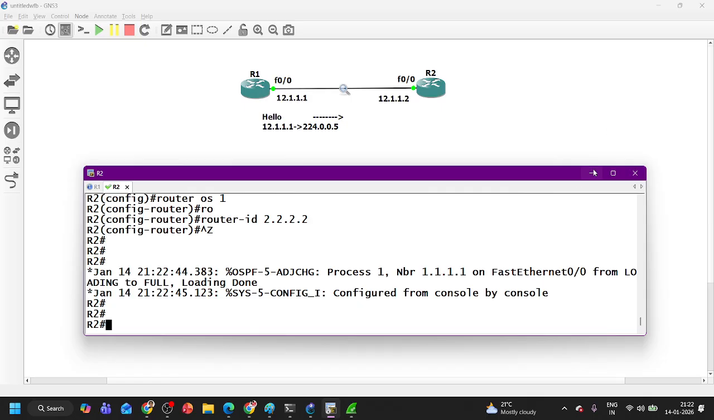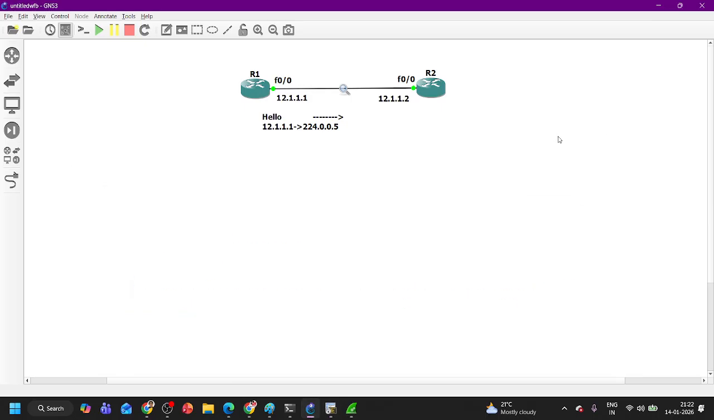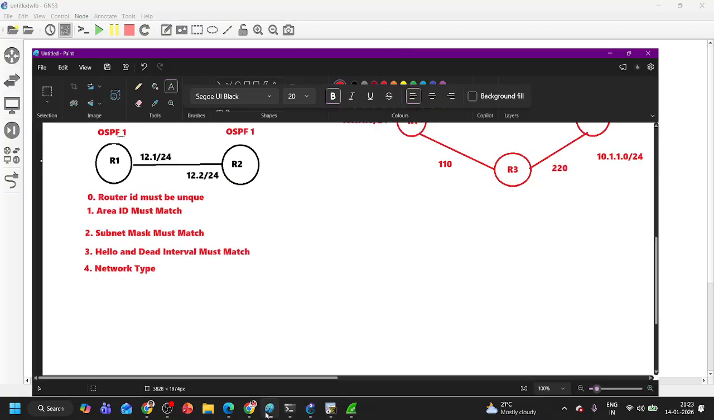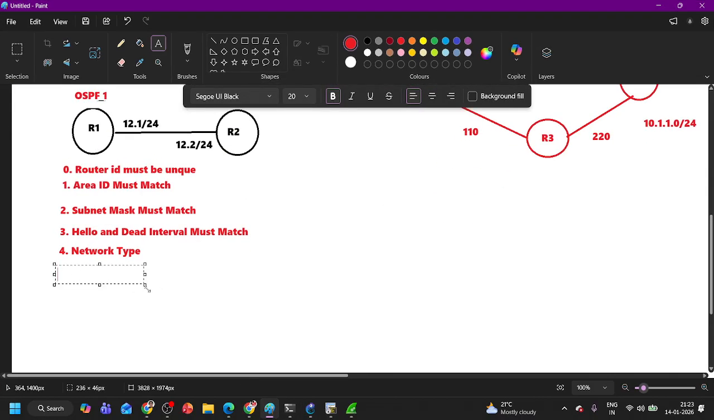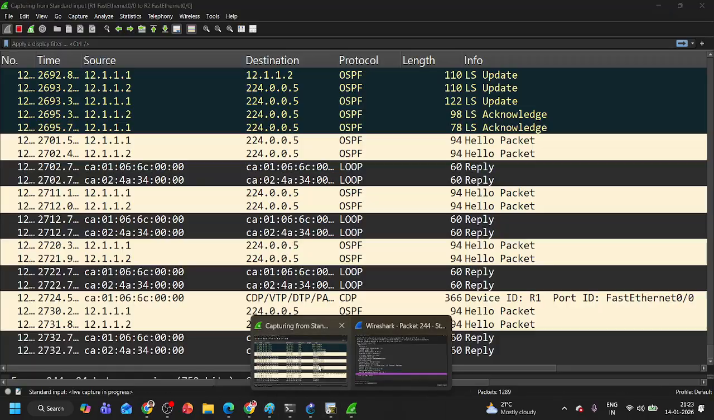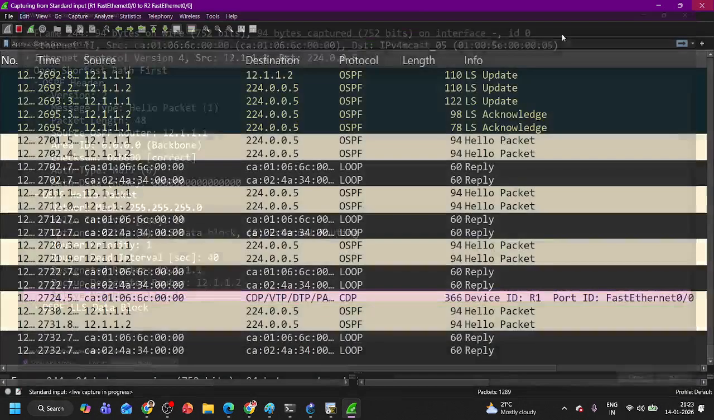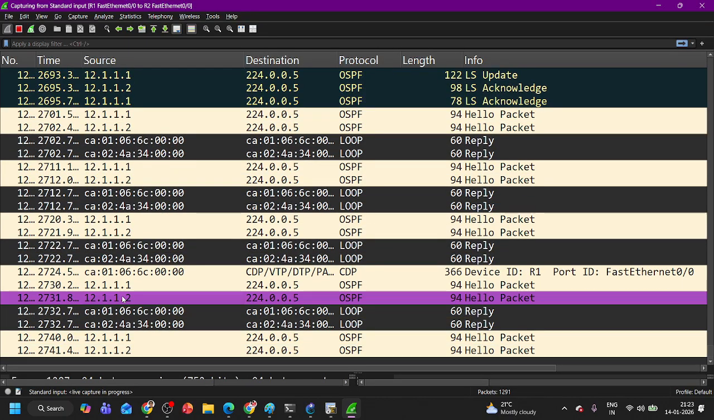Okay, so guys, in the neighborship parameters we have seen the router ID must be unique, hello time and dead time must match, subnet mask must match, even MTU must match. Here I have not mentioned a few things, I can add that also. MTU size also must match. If MTU is not the same, then the neighborship will get stuck in the ExStart state. Soon you are going to learn that also, because in the hello message we have not seen MTU information, right?